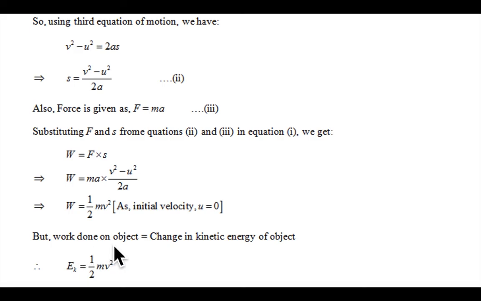Therefore, work done on the object is equal to, you can say, energy of the object, that is equal to half mv square. Work done on the object is always equal to change in kinetic energy of the object. So kinetic energy of the object is written this way, half mv square. This formula we will be using in numerical problems. Try to understand it, and if you have doubt, I will repeat this.